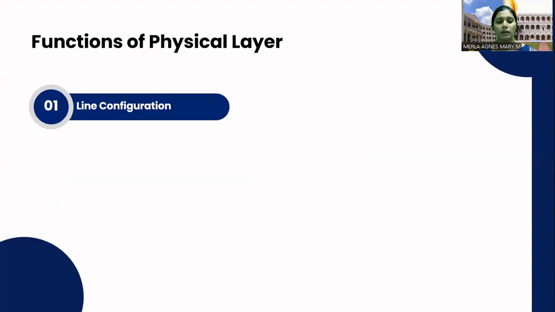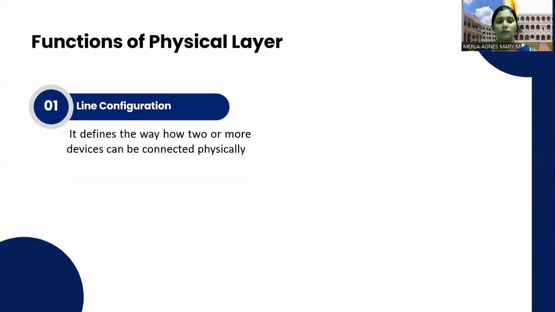So first is line configuration. It defines how two systems are connected in a physical way.